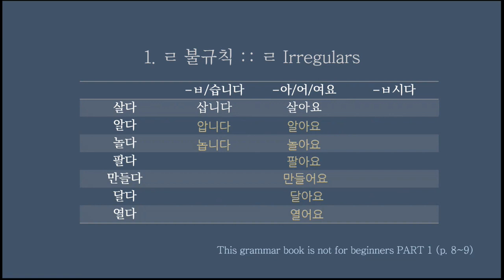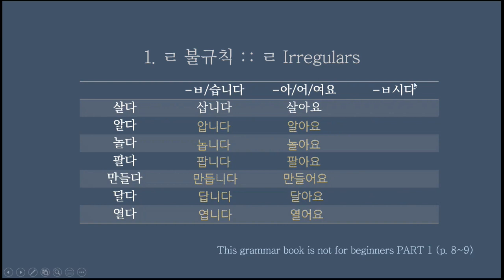팔다, 팝니다. In terms of pronunciation, these are all nasalized, isn't it, to facilitate your pronunciation. Okay, phonology rule. 만들다, 만듭니다. 달다, 답니다. 열다, 엽니다. Okay, let's move on to the final column.